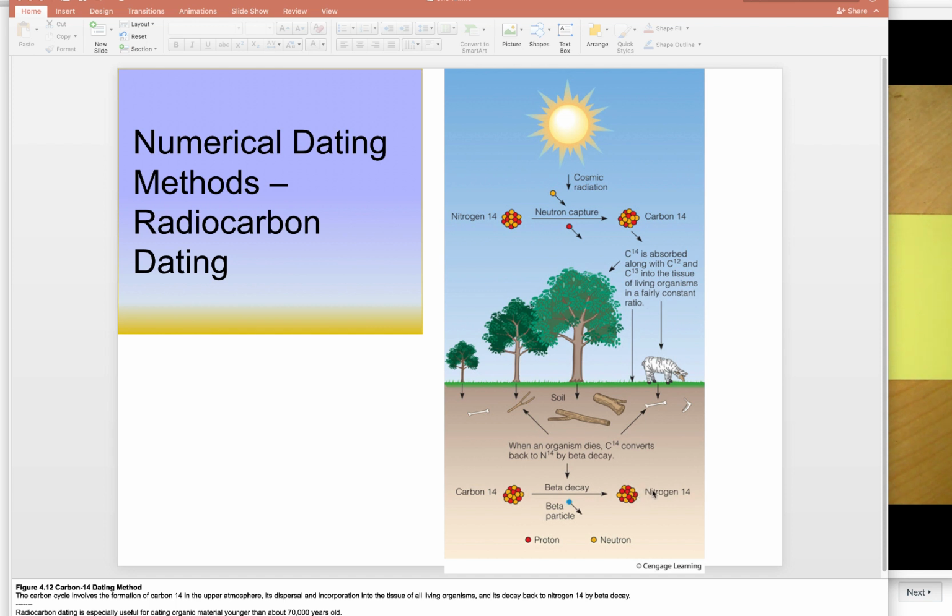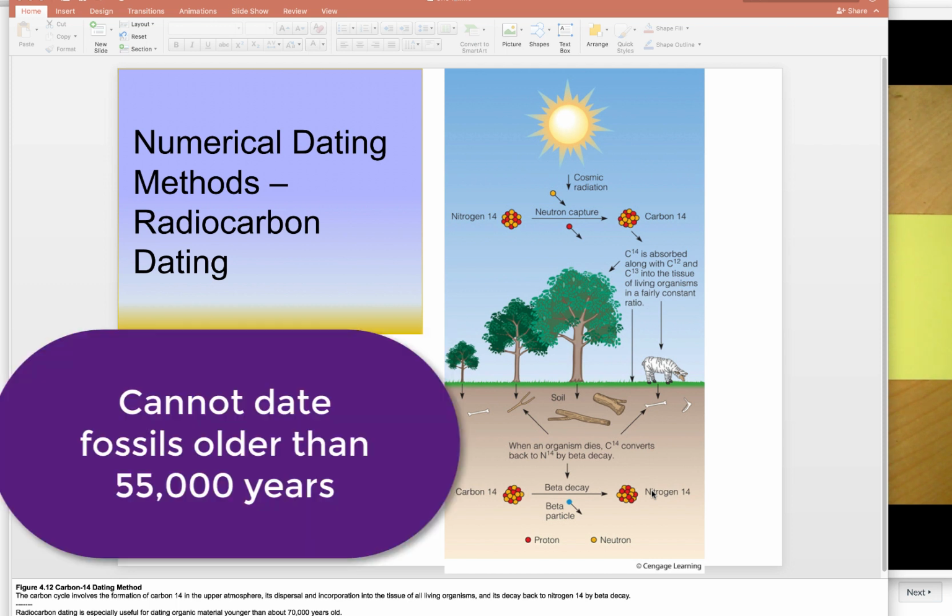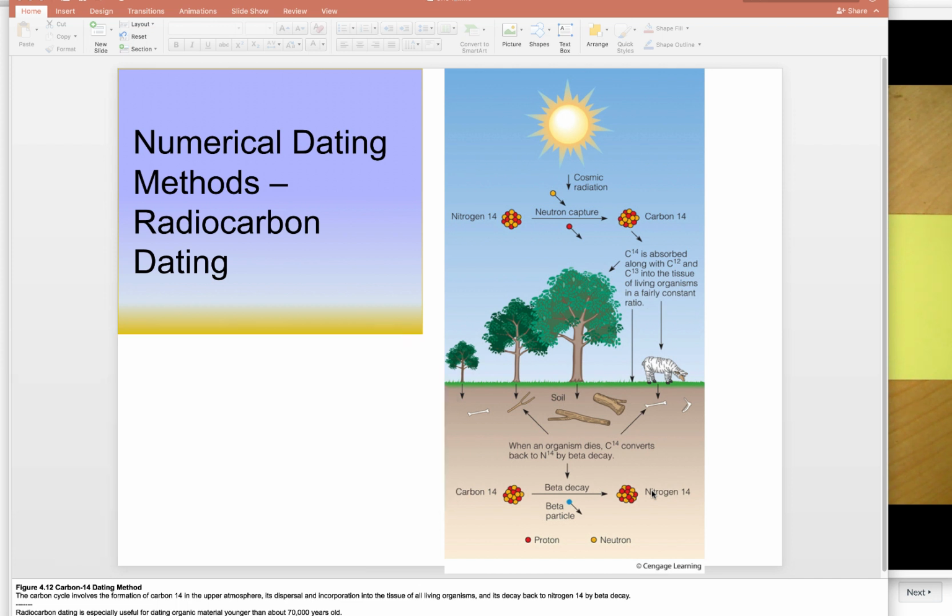One important thing about carbon dating, the half-life of carbon-14 is about 5,730 years. And so you really can't date anything older than about maybe 55 to 70,000 years. Some textbooks say 70,000 years, but really it breaks down anything much older than about 55,000 years. So it's really for younger deposits, and like coal or charcoal or bones or something, but something that must have been around in the last 50,000 years or so.